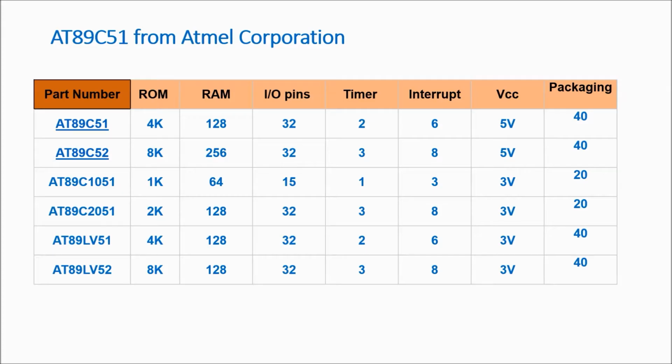RAM memory varies from 64 bytes to 256 bytes. The I/O port pins varies from 15 to 32, and maximum three timers are available in this version. The interrupts, three interrupt pins are available in one microcontroller, six interrupts and eight interrupts pins are available in others. This supply voltage can be 3 volt or it can be a 5 volt for different version. And the IC package, so ICs are available in 20-pin package as well as in 40-pin package. This depends upon the versions of this microcontroller.